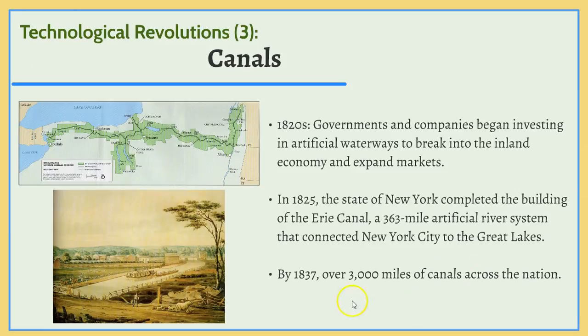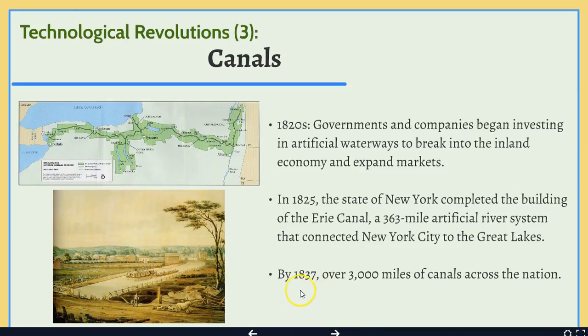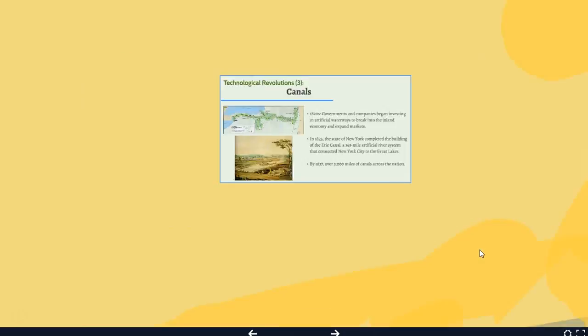And you can see again the impact of all this canal expansion. By the late 1830s, we have over 3,000 miles of canals across the nation, and every year those numbers continue to increase.